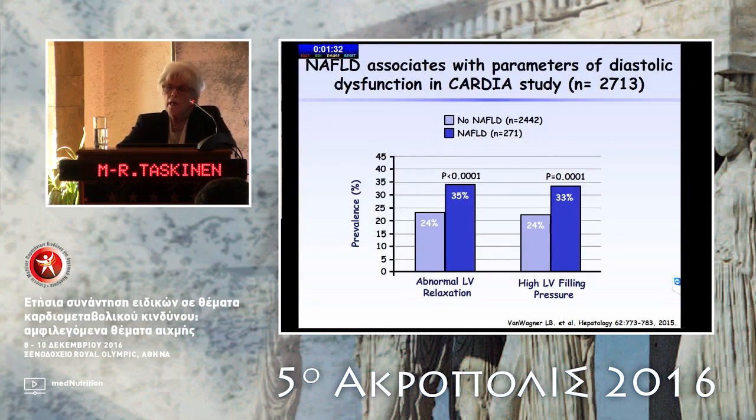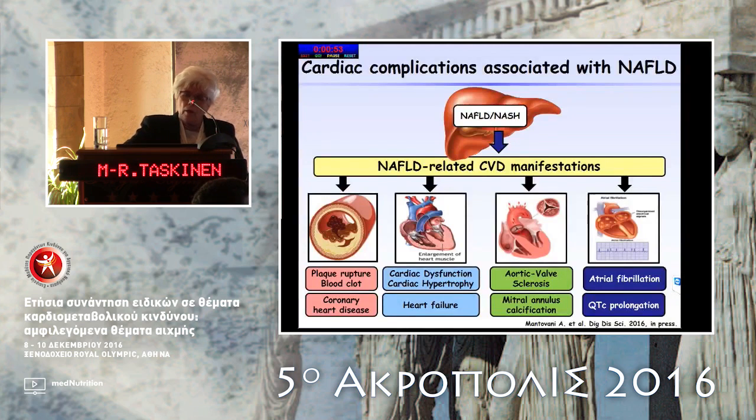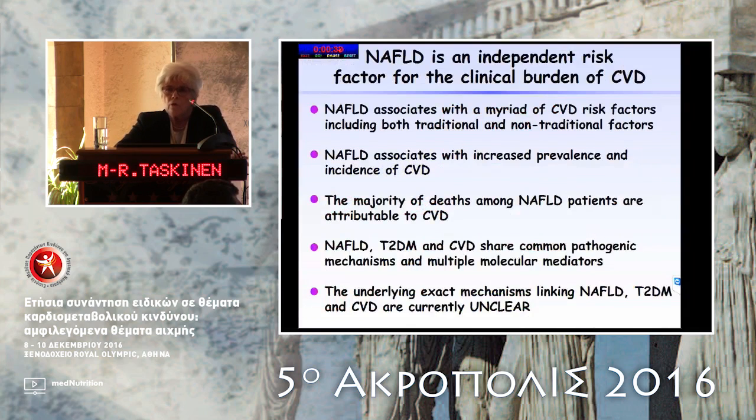So the cardiac complications associated with this non-alcoholic fatty liver disease are several. It's not only the cardiac dysfunction and cardiac hypertrophy which leads to heart failure, but there are emerging number of papers coming up quite rapidly, reporting, for example, association with different arrhythmias as well as different valve diseases, particularly aortic valve sclerosis, and then, of course, there's a lot of papers association now with coronary heart disease. So non-alcoholic fatty liver disease is an independent risk factor for the clinical burden of cardiovascular disease, and really associates with a plethora of cardiovascular risk factors, including both traditional and non-traditional factors. But these traditional risk factors cannot explain the connection, so there is also some direct effect, and it probably is linked to this lipotoxicity in the heart.